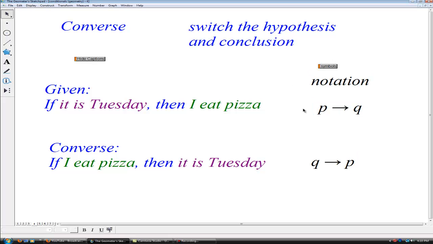Here are the new symbols. This is our given conditional, hypothesis and conclusion. If then, we switch. Now we say, if the conclusion, then the hypothesis. Later on we will try to determine whether these are both true. And if they are both true, then we have a special new kind of conditional statement. That'll be later in chapter 2.